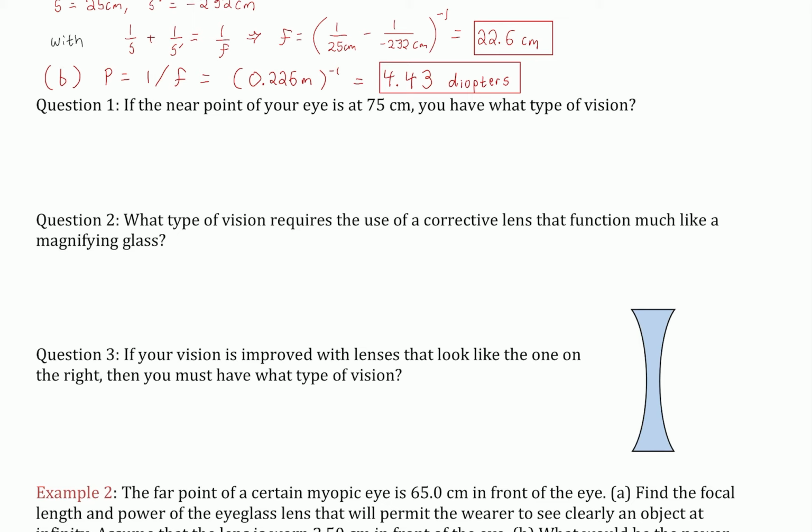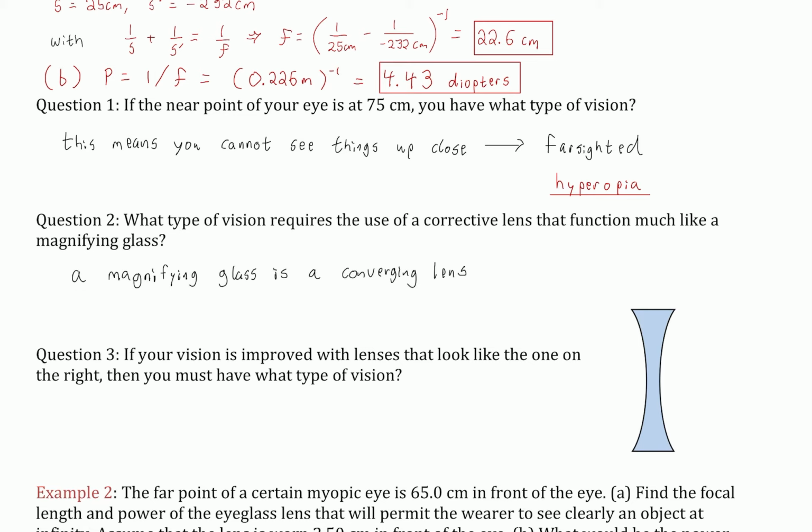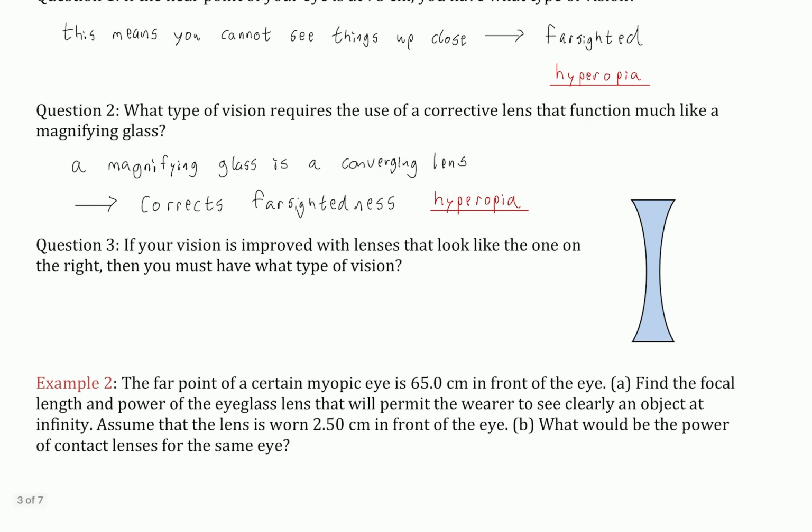Question 1. If the near point of your eye is at 75 centimeters, you have what type of vision? This means you cannot see things up close. That's farsighted, which is hyperopia. All right, question 2. What type of vision requires the use of corrective lenses that function much like a magnifying glass? Well, a magnifying glass is a converging lens, and so that means we're correcting farsightedness, hyperopia. All right, question 3. If your vision is improved with lenses that look like this one here, then you must have what type of vision? Well, what type of lens is this? That's a diverging lens. Diverging lenses correct nearsightedness, so that means you have myopia.